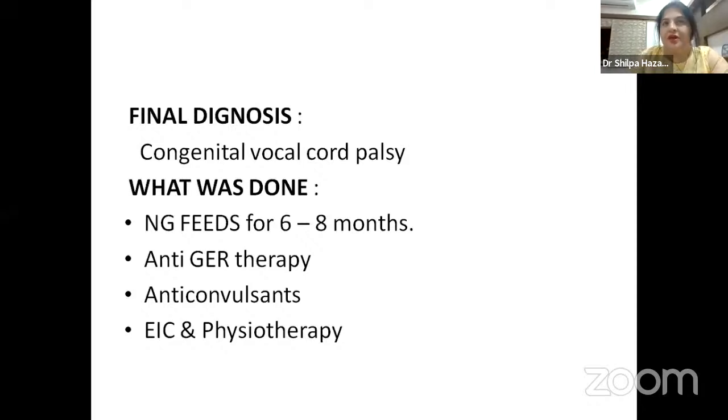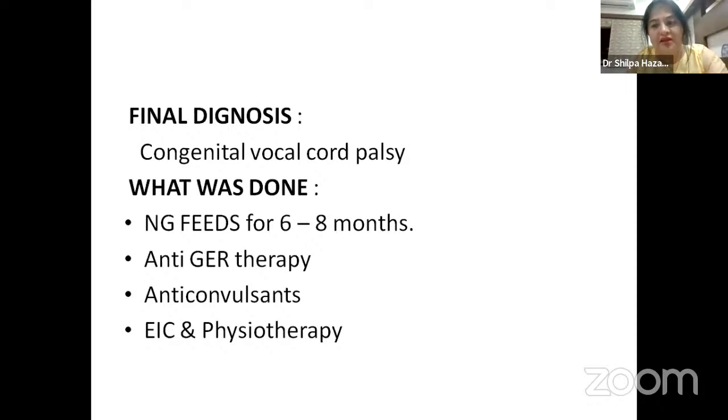So probably, rather than swallowing dysfunction because of the vocal cord palsy, this child was aspirating, and the spasticity probably followed the episode which occurred at 2 months of age, when the child was admitted in a gasping condition. So probably that hypoxia lasted for a significant time, and the diagnosis was congenital vocal cord palsy.